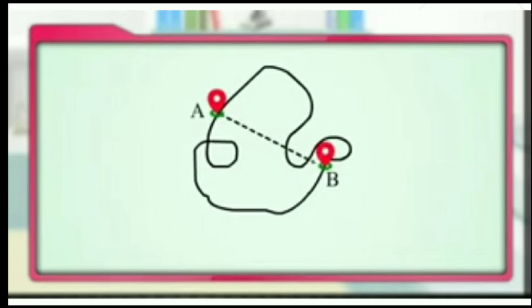Now if we observe this carefully, we can say that the distance along that dotted line from A to B would be correct. Why? Because it is the shortest way to reach from point A to B, isn't it? So A to B, the path which we have drawn with a dotted line, is the shortest distance. Are you getting me? Let's see one more example.